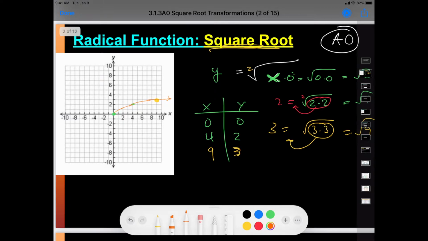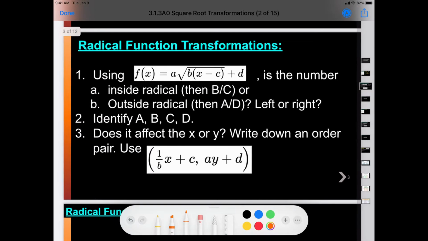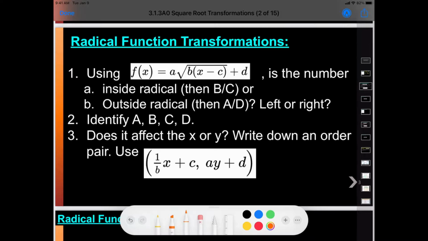And let's talk about some characteristics. Okay, so if we're trying to transform this, using f of x equals a square root of b x minus c, plus d, we need to identify each letter. Let's make sure we understand that the square root, or the radical sign, is this symbol right here. Okay, this will kind of give us the hint. And we're talking about, is it on the inside? So if it is on the inside, then we have this B letter.